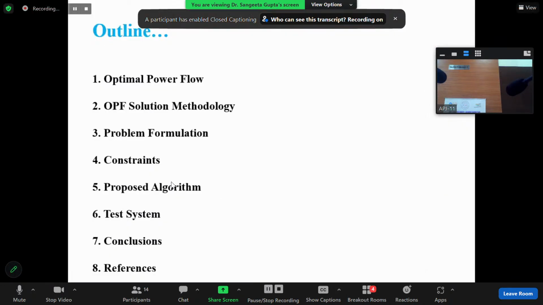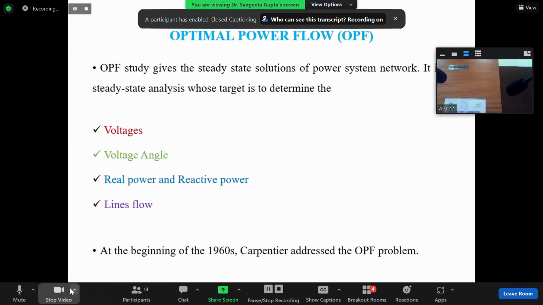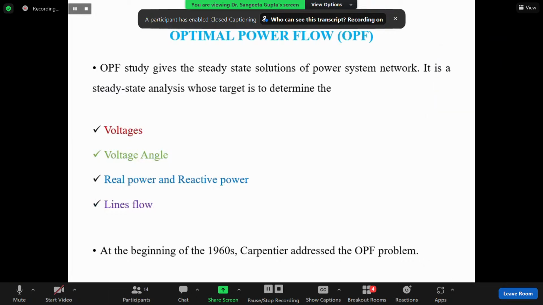So first of all, the outline of the presentation is first I discuss about the optimal power flow, then OPF solution methodology, problem formulation, and these are. So what is OPF? OPF means optimal power flow is one of the fundamental mathematical tools currently used for the operation of power system. In general term, we can say that optimal power flow determines the dispatch of generating units to satisfy the electricity demand at the minimum cost, and the target to achieve the steady state analysis by determining the voltage angle, real power, reactive power, lines flow.